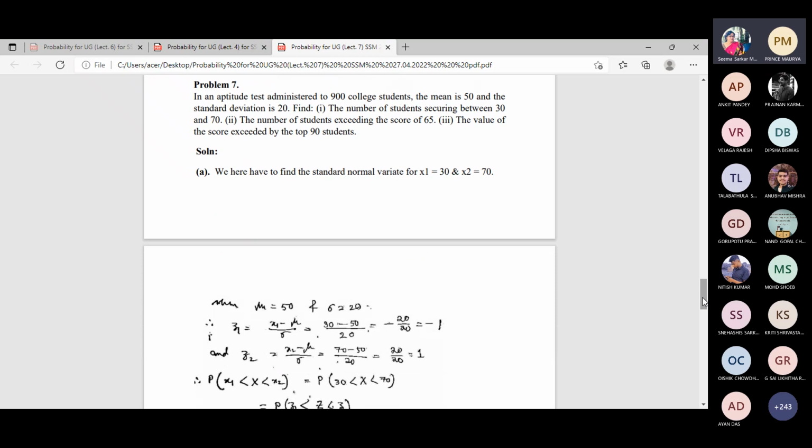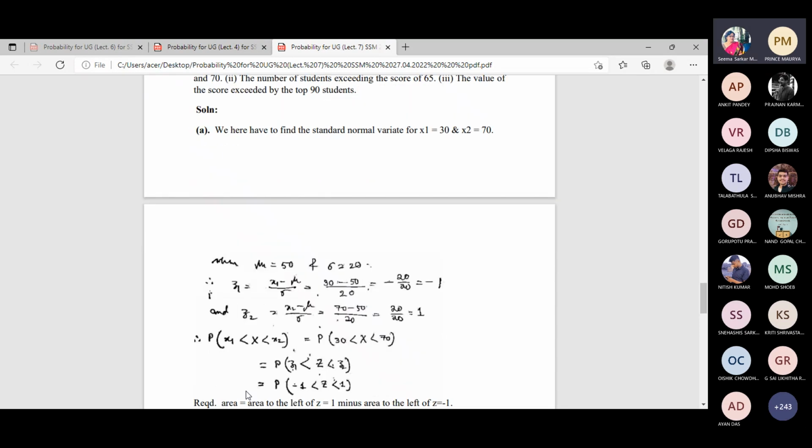Okay. So for x is equal to x1 is equal to 30, we have obtained z1 is equal to -1, and for x is equal to x2 is equal to 70, z2 is obtained as 1. So the probability that capital X lies in between x1 and x2, that is 30 and 70, is the same as the probability that Z lies in between -1 and +1. Okay. So you have to find the area in between Z is equal to -1 to Z is equal to +1. So how will you write this probability? Probability that -1 is less than Z is less than +1.